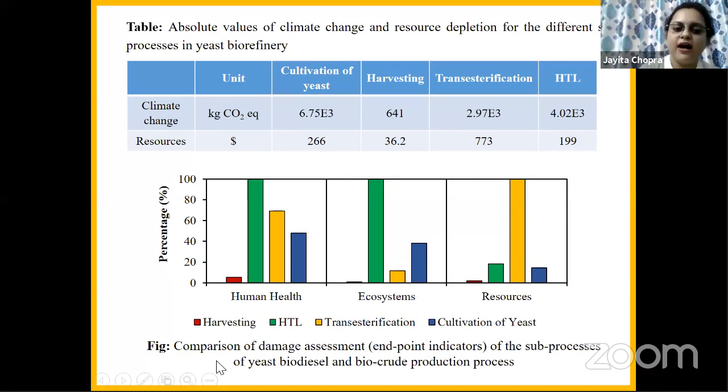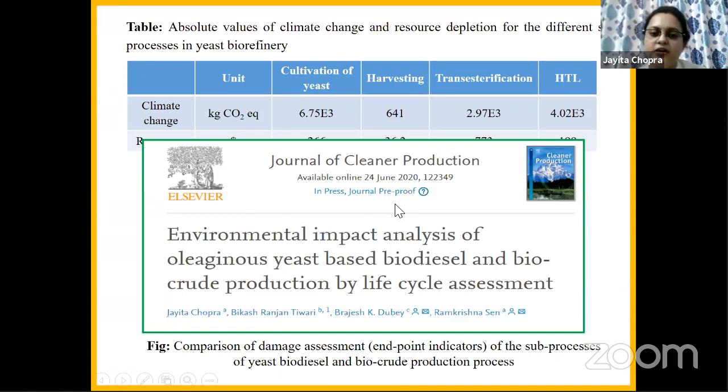And the second graph shows a comparison of the damage assessment of the sub-processes. Here you can see the green line is HTL, or hydrothermal liquefaction, which shows a negative impact on human health and ecosystems, while trans-esterification shows some impact on resource depletion. This LCA study suggests which steps we need to improve further to have a lesser environmental impact. This study must be performed nowadays for any kind of byproduct we develop. Recently we published this work in the Journal of Cleaner Production. So that's all. Thank you.